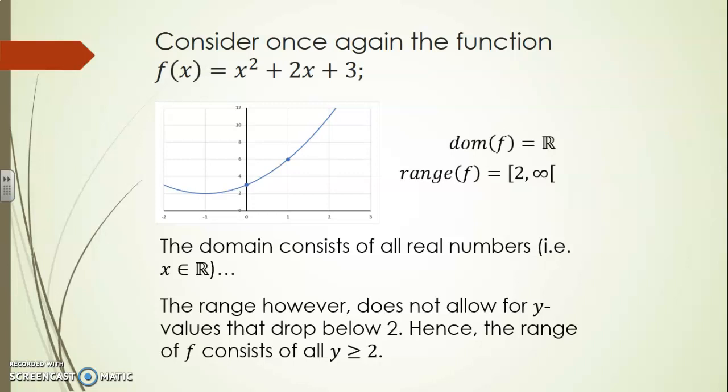So one appropriate notation to write this fact is to say the domain of f is R, so all x's are allowed, and the range of f is the interval 2 to infinity. These are the implied values for y.